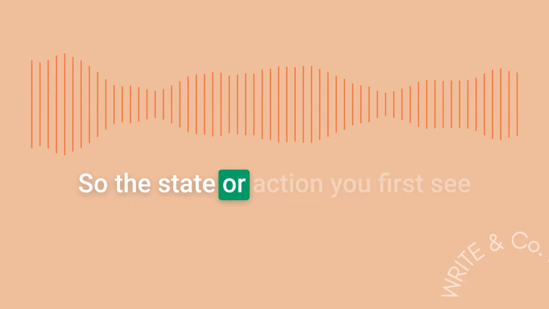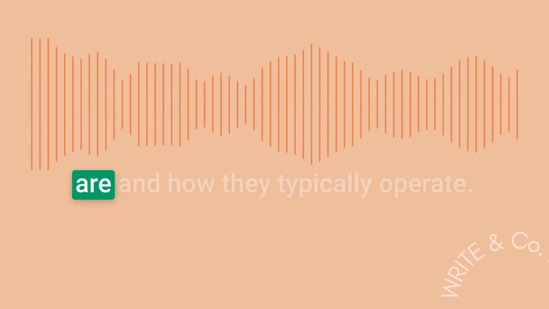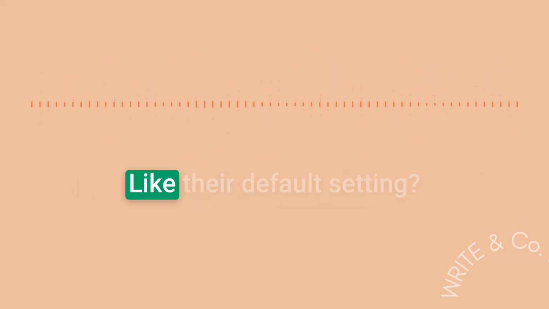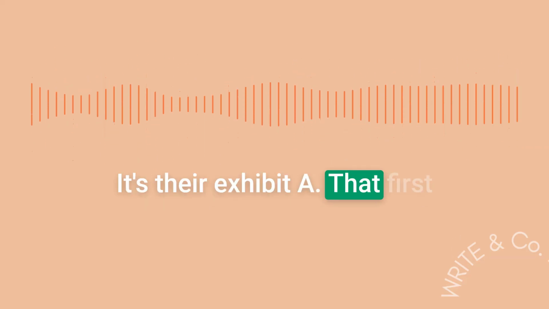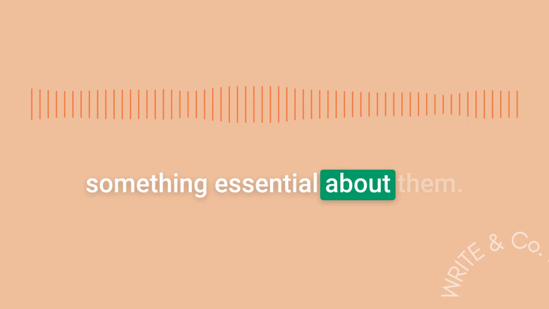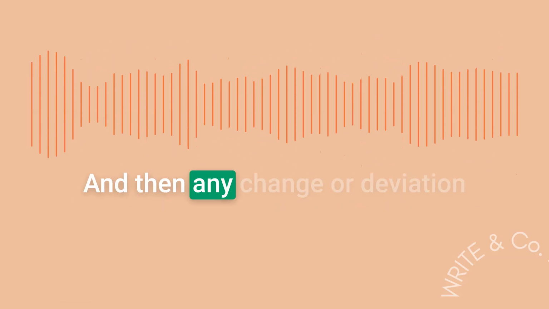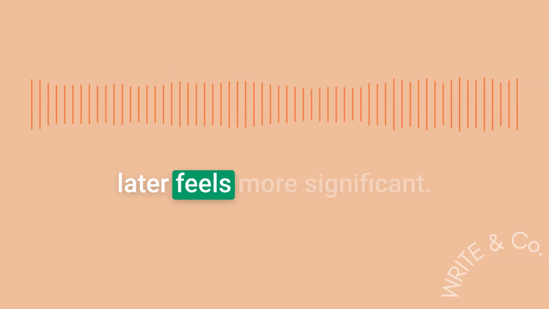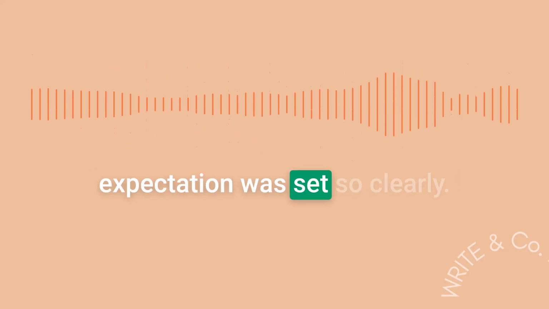So the state or action you first see them in sets the baseline for who they are and how they typically operate, like their default setting. Pretty much, yeah. It's their exhibit A. That first moment should ideally encapsulate something essential about them. It provides a point of reference for their behavior throughout the story. And then any change or deviation later feels more significant? Absolutely, because that initial expectation was set so clearly.